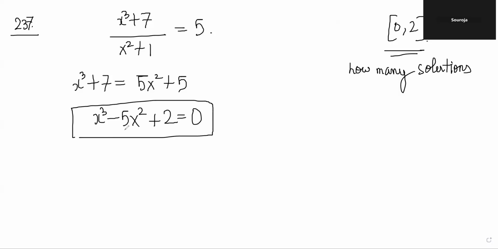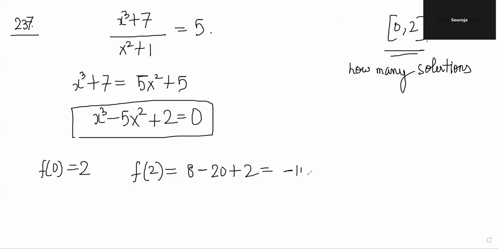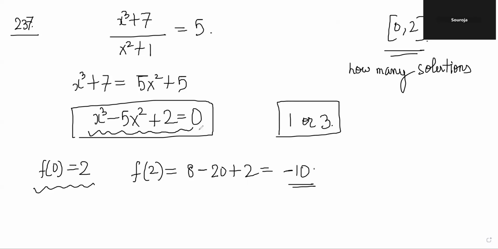If I put in 0 as x, then it's 2, and putting in 2, it is -10. So this is -20 plus 2, so -10, right? So again, we know that there are roots between 0 and 2, right? But it could be 1 or 3 again, right? And the only way to figure out how many roots is by taking derivatives again, unless you can figure out a factorization, if you can spot a root.